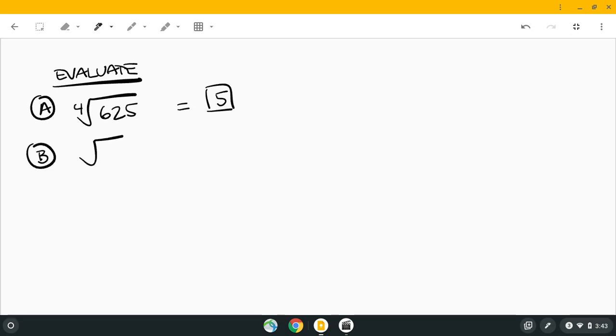Here, let's do the fourth root of negative 1. Okay, so again, this is an even root, and we only want to take even roots of positive numbers, or else we get imaginary. So over here, this is not real.